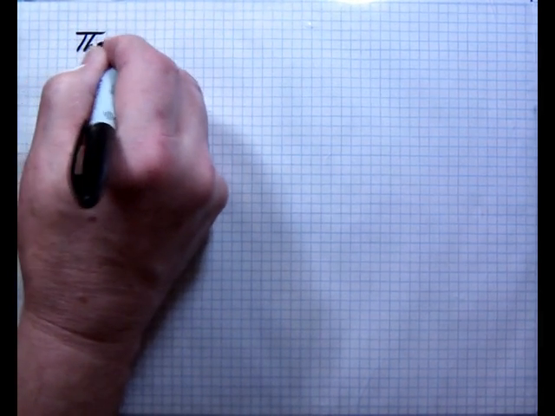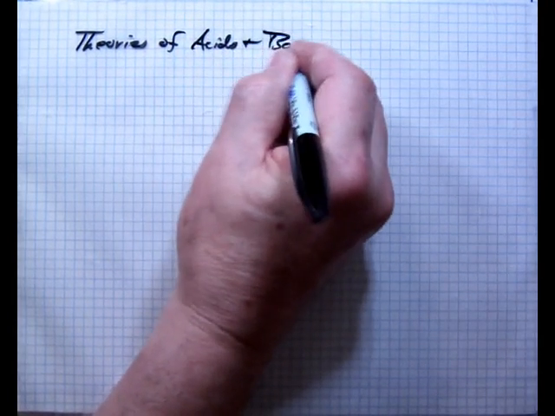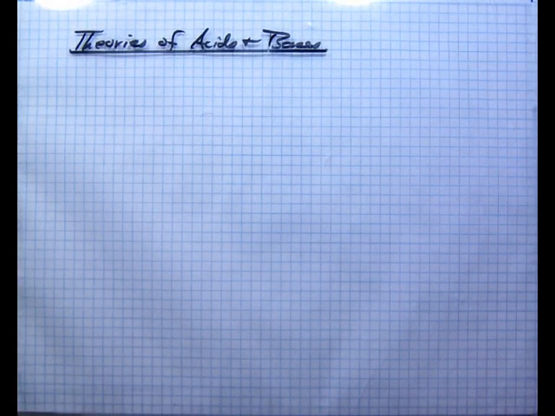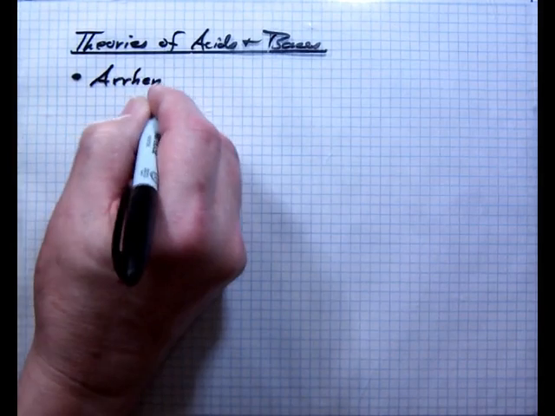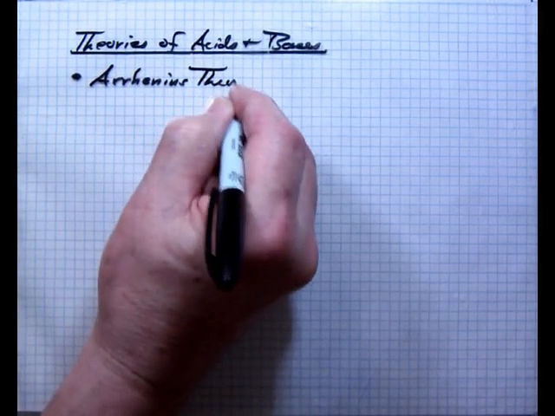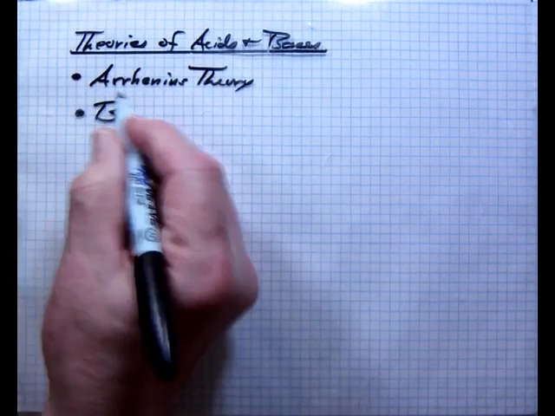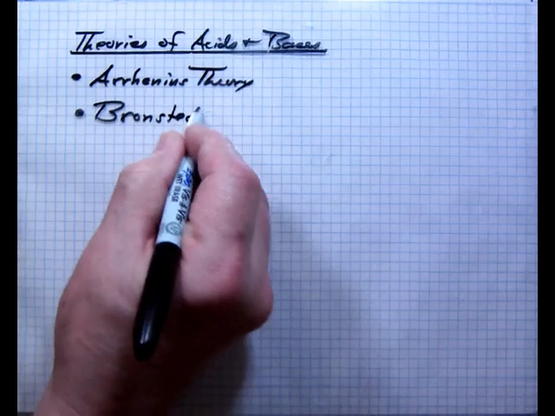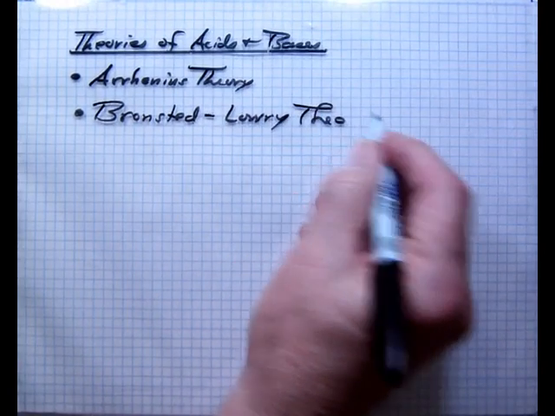Now, theories of acids and bases. Three theories are very dominant in the world of acids and bases. Actually, there are four. One we're not going to get into is called a solvent theory of acids and bases. But the ones we'll be looking at are first the Arrhenius theory of acids and bases, then a theory called the Bronsted-Lowry theory of acids and bases.